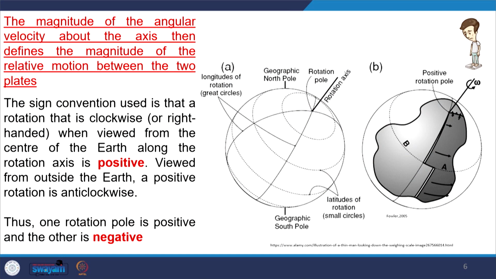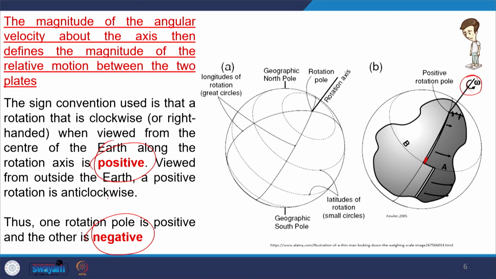Now, the magnitude of angular velocity about the axis defines the magnitude of relative motion between the two plates. The magnitude of angular velocity is how fast it is rotating. If it is rotating fast, the separation will be maximum, and if the rotation is minimum, that means the magnitude of this angular velocity defines how much these two plates will be separated annually. And the sign convention of these two poles, either positive or negative, depends upon the plate and upon the type of rotation.